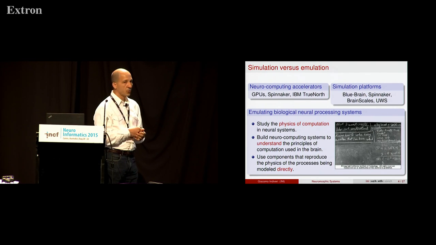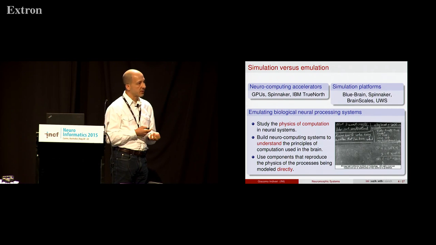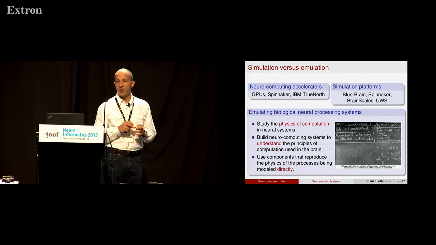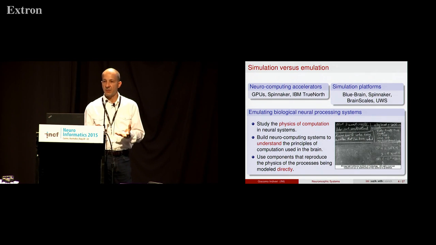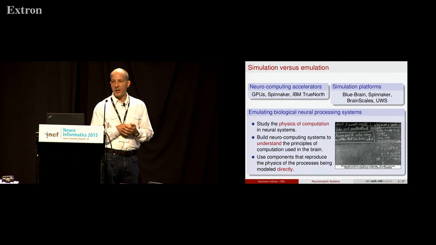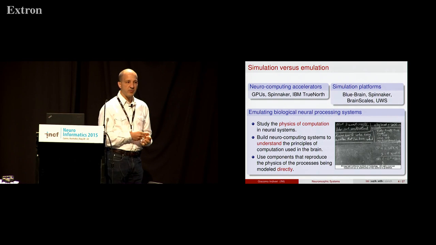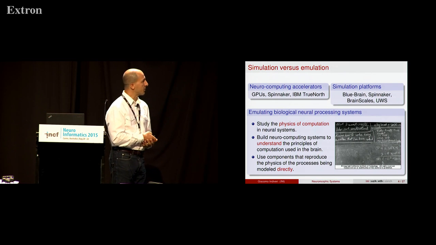We're really trying to use technology, VLSI technology, microelectronics and silicon, as an extra tool to understand the principles of computation in the brain. You can think of this as a tool in the tool set of a neuroscientist. You can do software simulations, you can do electrophysiology, you can do imaging, but you can also build electrical systems that reproduce the physics of the real systems in order to understand the underlying principles of computation.